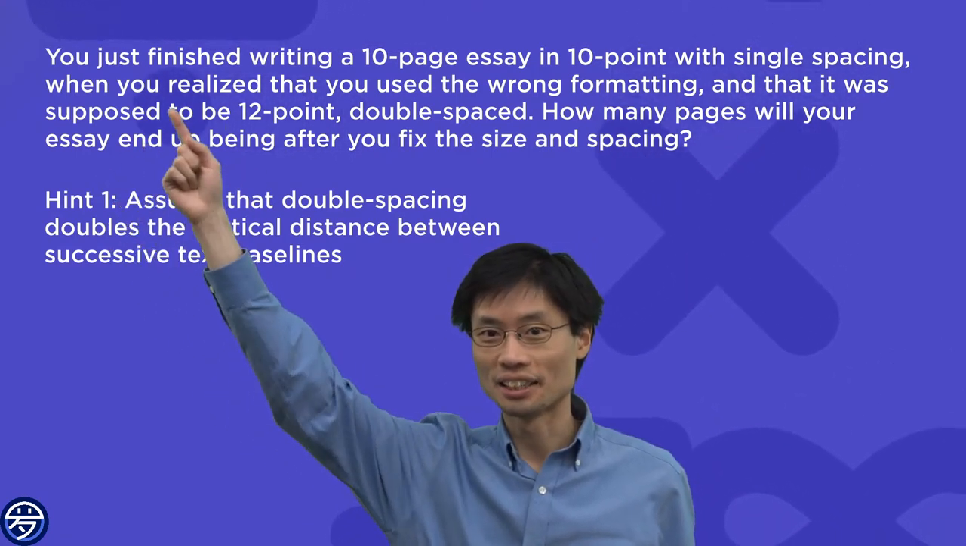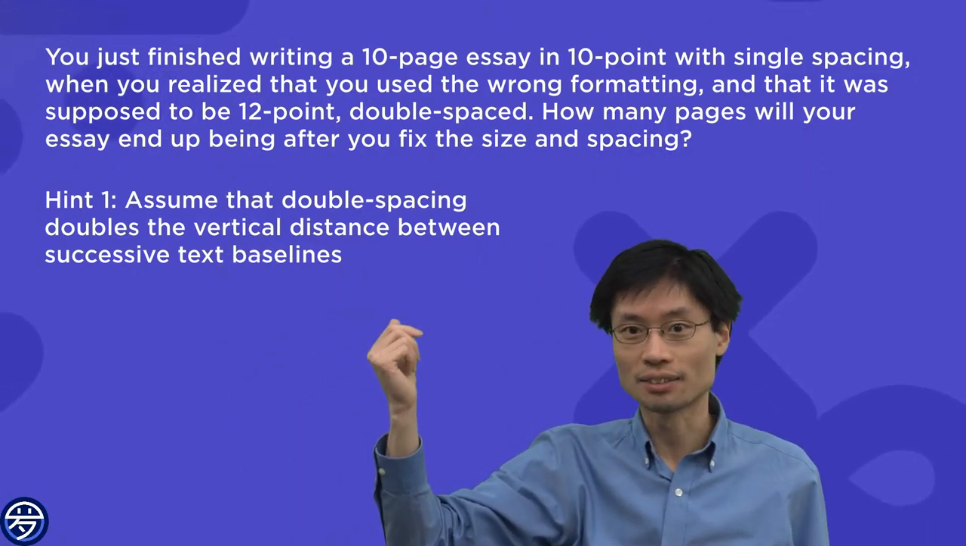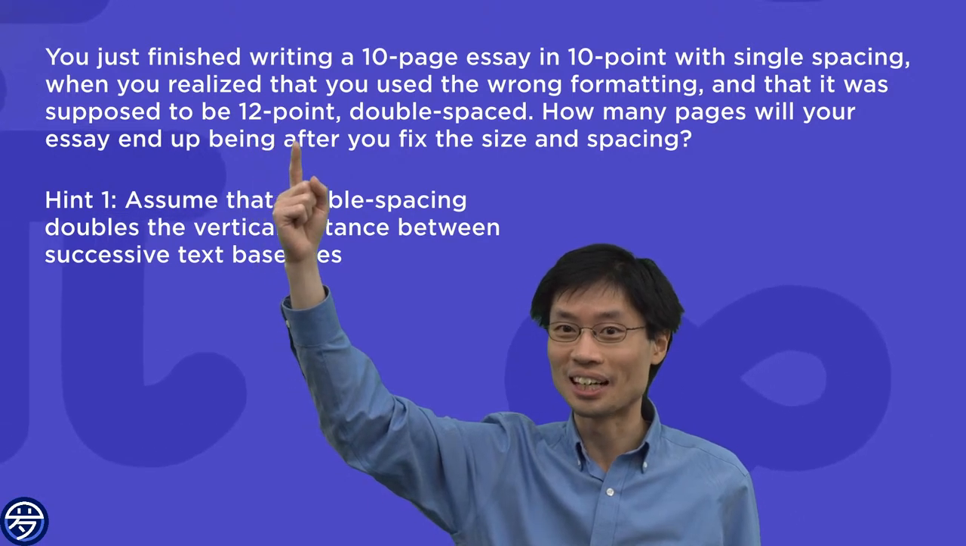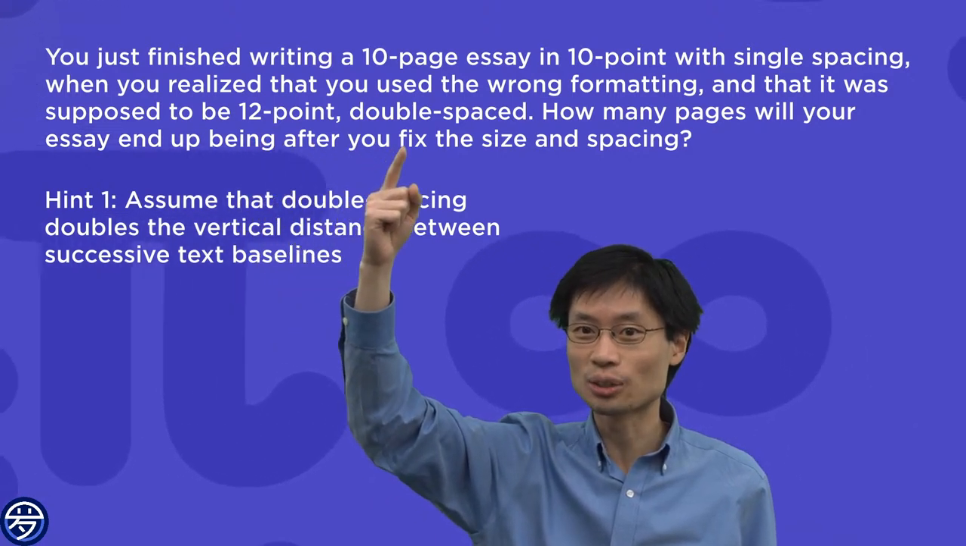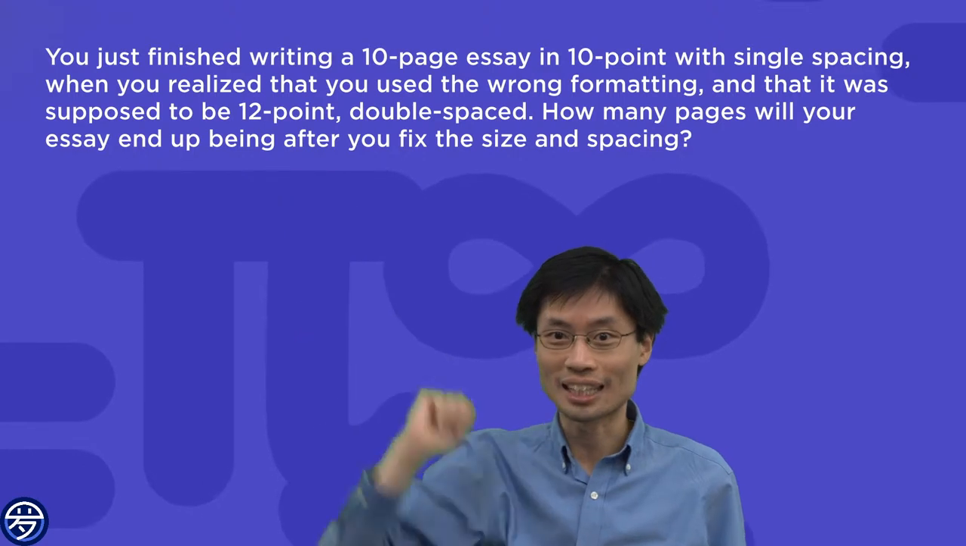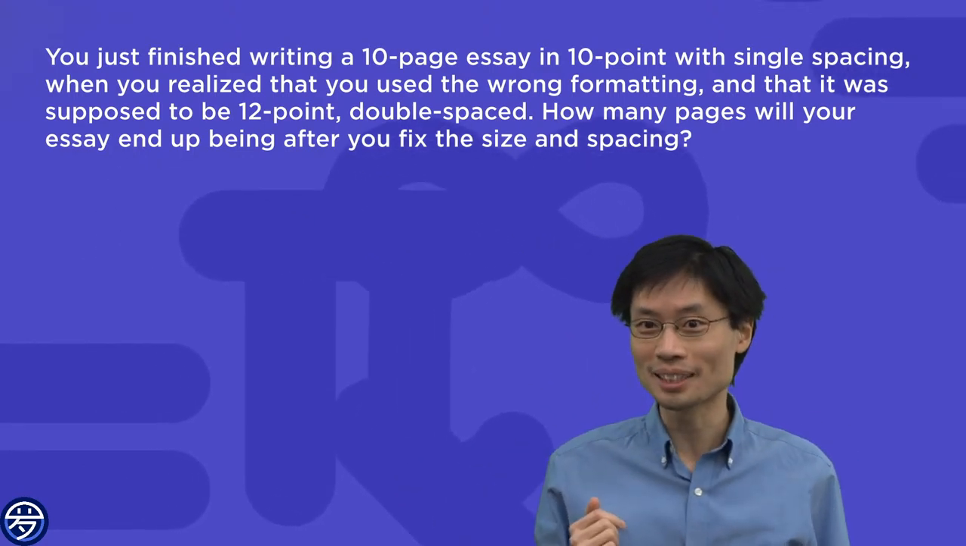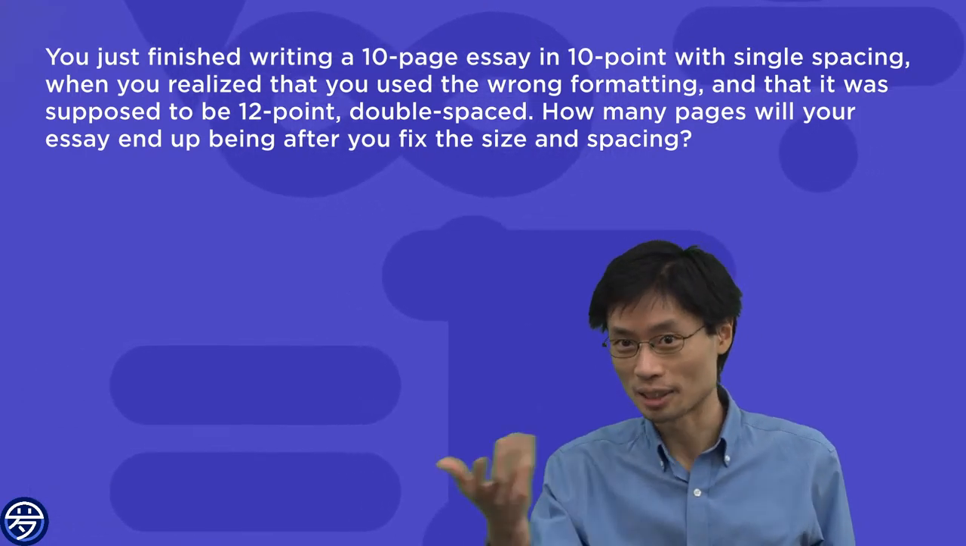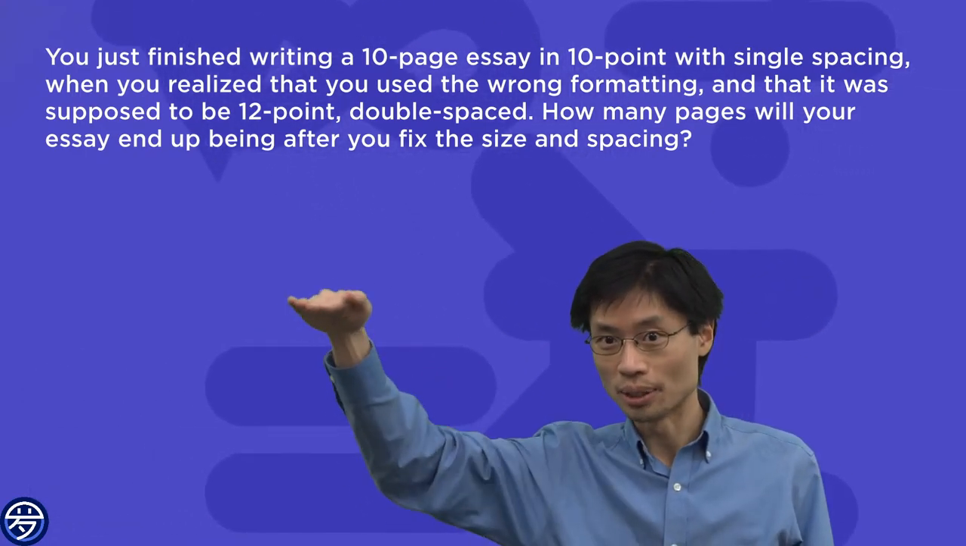Line, line, line. What's the baseline of a line of text? The baseline is, as if you were in kindergarten or first grade, that line that goes right across the bottom that all of the text is on. So what double spacing means is it doubles the space. It just doubles that space that happens to be between these lines.